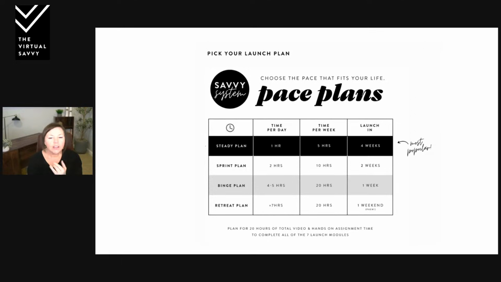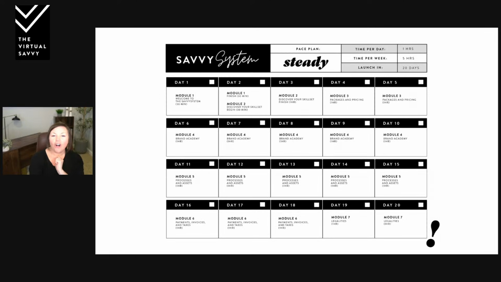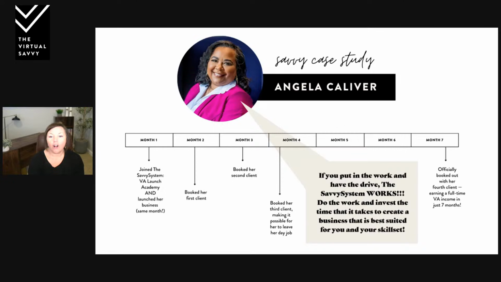The steady one, you need an hour a day. You need 5 hours a week, and you'll be able to launch your business in just 4 weeks. The sprint, you need 10 hours a week. Binge, 20 hours a week. And then retreat, which is my personal favorite, is you go away for the weekend, you say, honey, I'm getting an Airbnb, and you just crank it all out in one weekend. This is what it looks like. When you join the course, you'll be able to choose which one works for you. But even the longest plan still has you launching your business in just 1 month, so that we can spend the other 60 days working on your marketing.